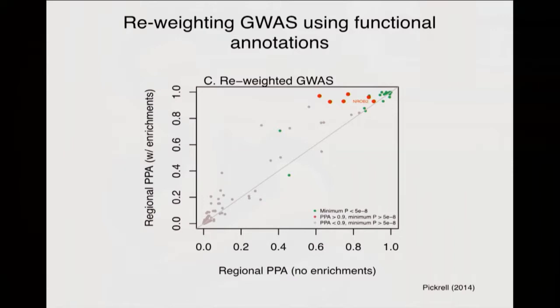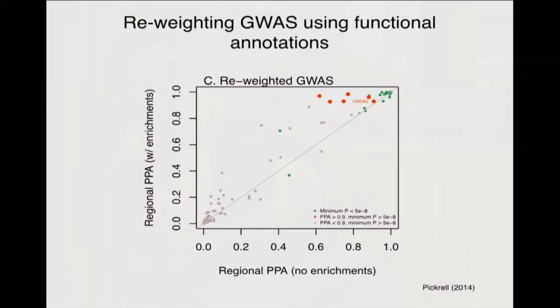So here, each point is a region of the genome. I'm plotting the posterior probability of association, so the probability that there's an association in the region, under the model without any enrichments, and under the model with enrichments, the model I showed you before. And what you can see is there are quite a few points up here above the line.